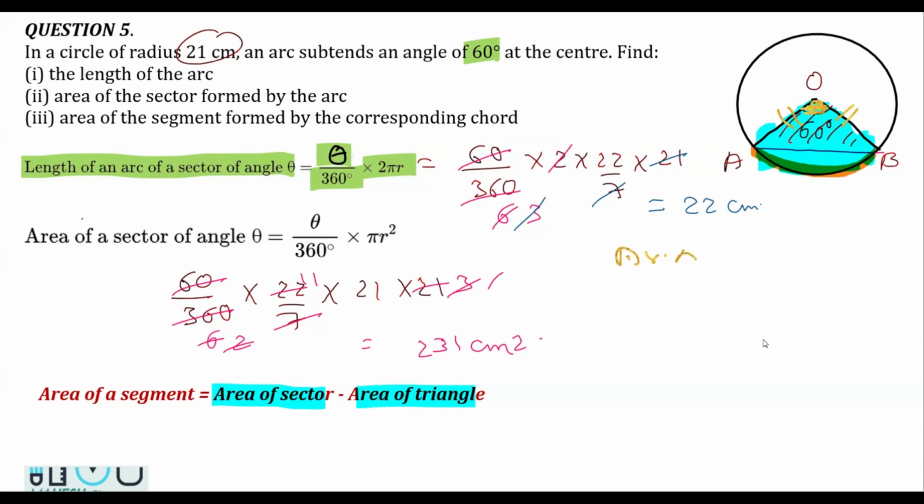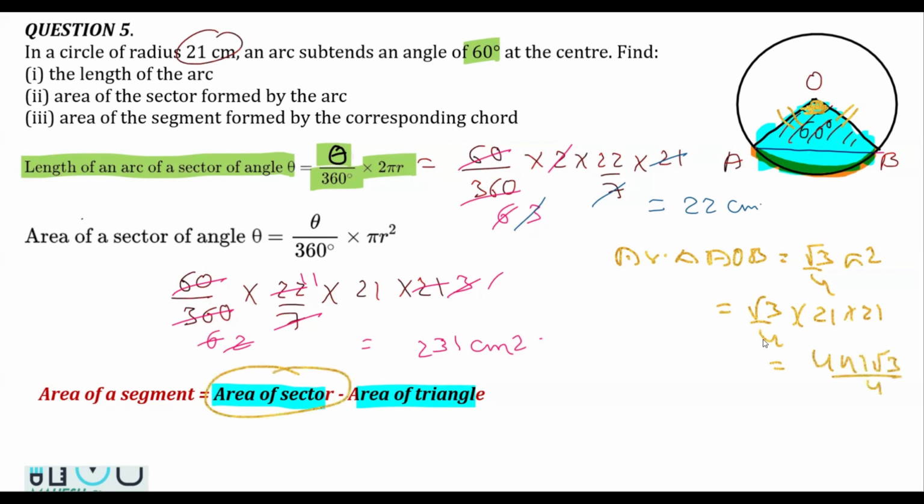So area of triangle AOB, and since it is an equilateral triangle, it is root 3 by 4 into A square. So this is root 3 by 4, and what is A? A is 21, that is the side, 21 into 21. So now I'm going to just replace this value. This is going to be what? 441 times root 3 by 4.